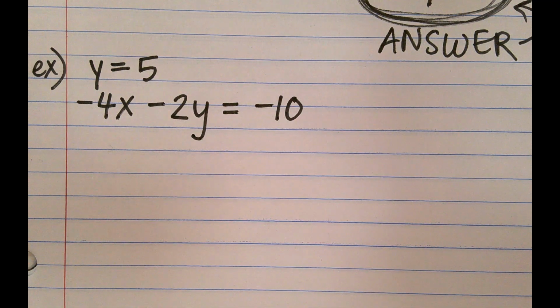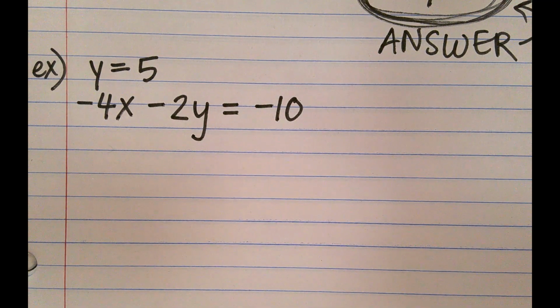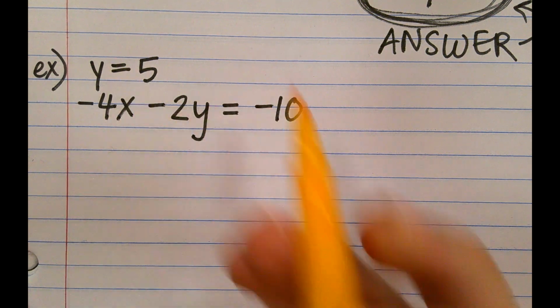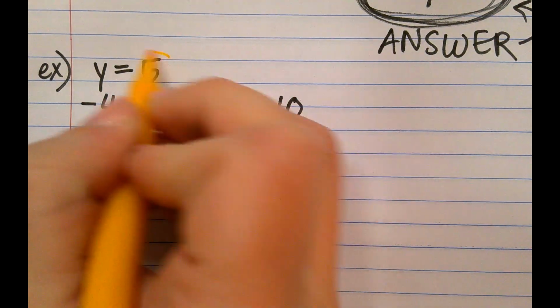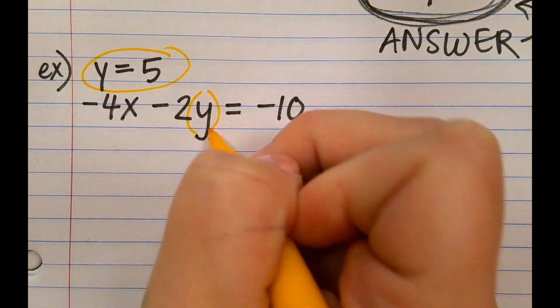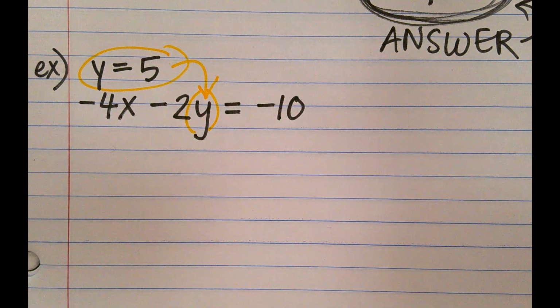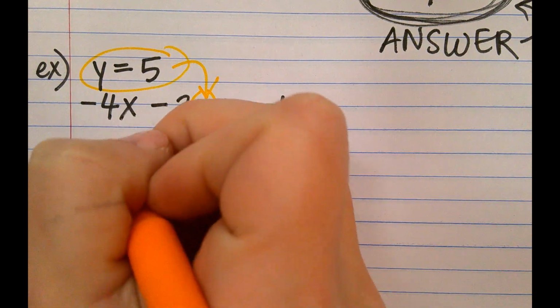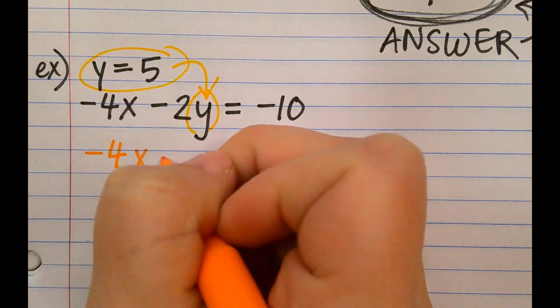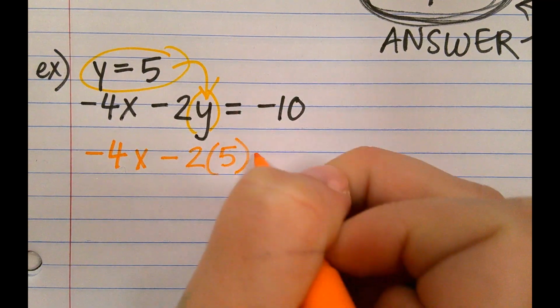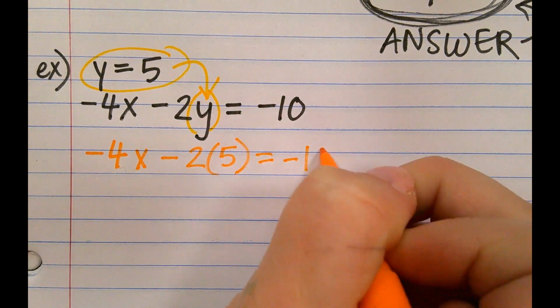All right, so who can tell me what should I do first? Plug in your five with the Y. Yes, I see that y is already solved for. Y equals 5. So let's plug that in to my original problem. I have -4x. We'll bring it all down. -4x minus 2 instead of y, 5 equals -10.